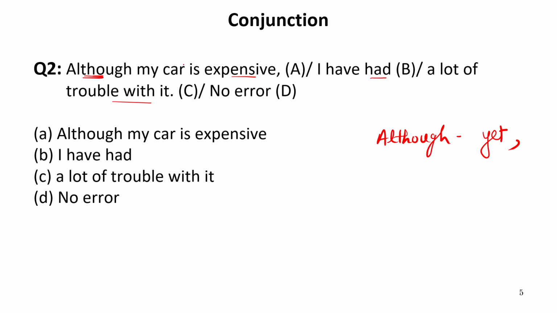This means if I say, although my car is expensive, comma, I have had a lot of trouble with it, the sentence is absolutely correct. We need not rectify it. So our answer is D, that is no error, because this sentence has no error. Therefore, the answer is D. Now let us move to the next one.